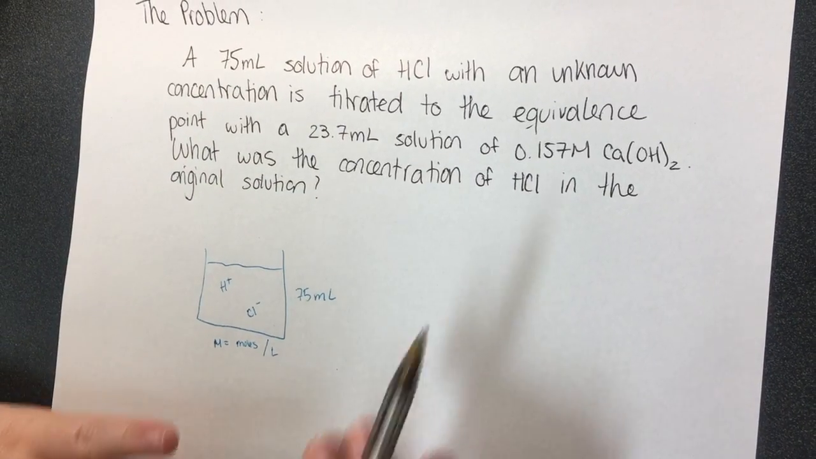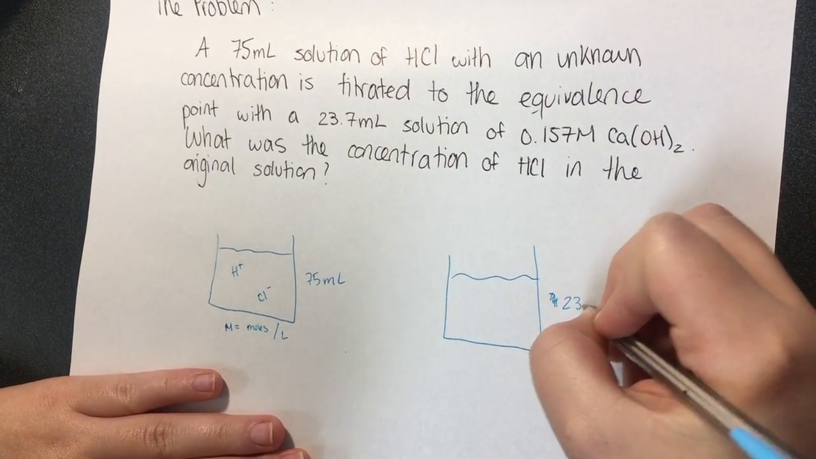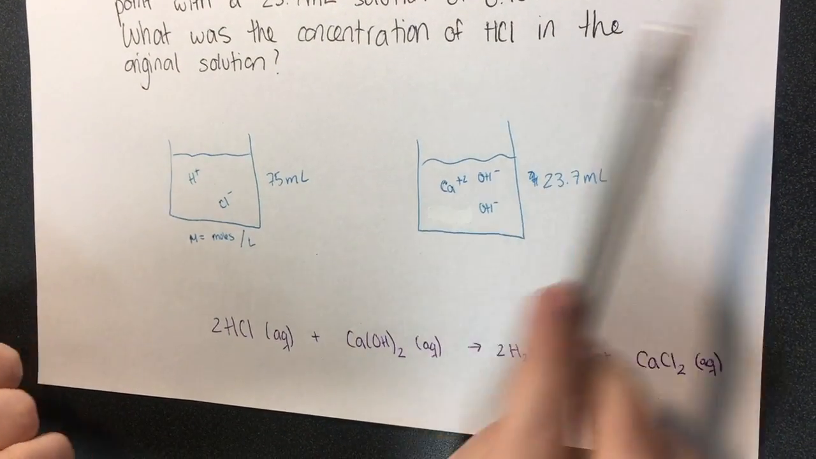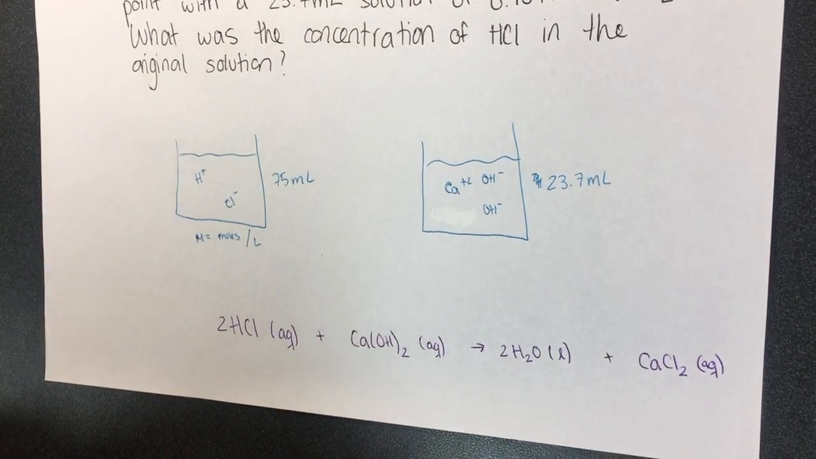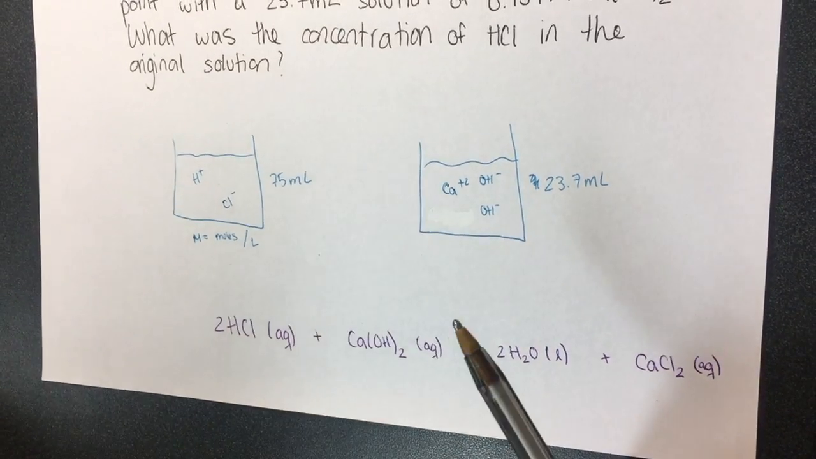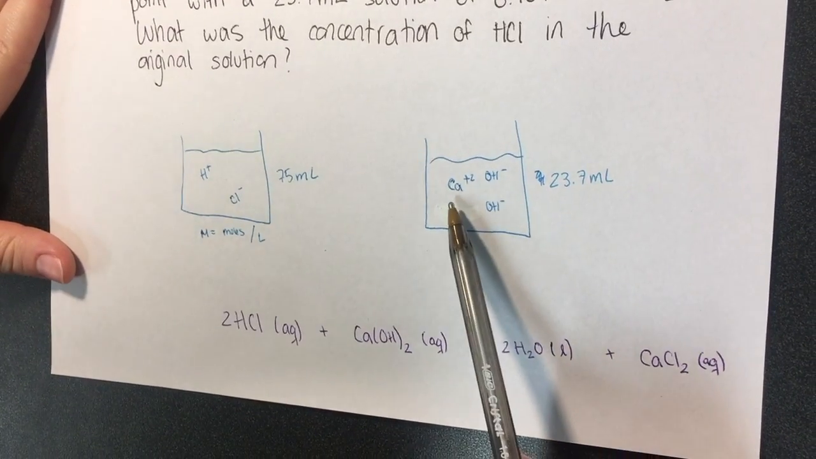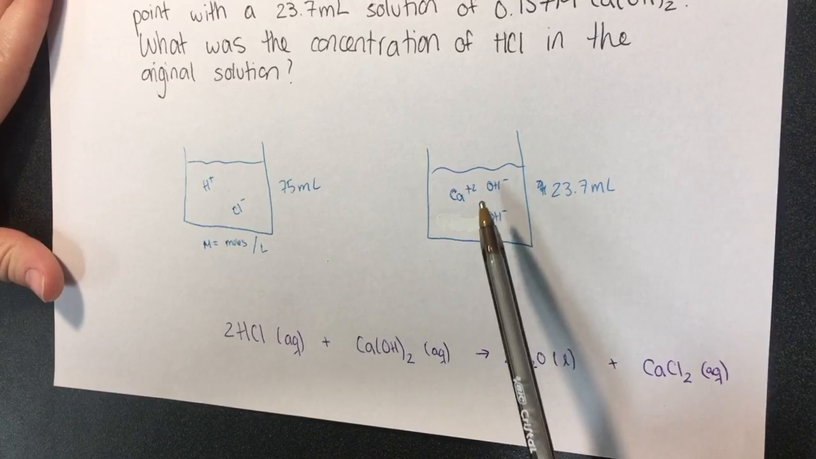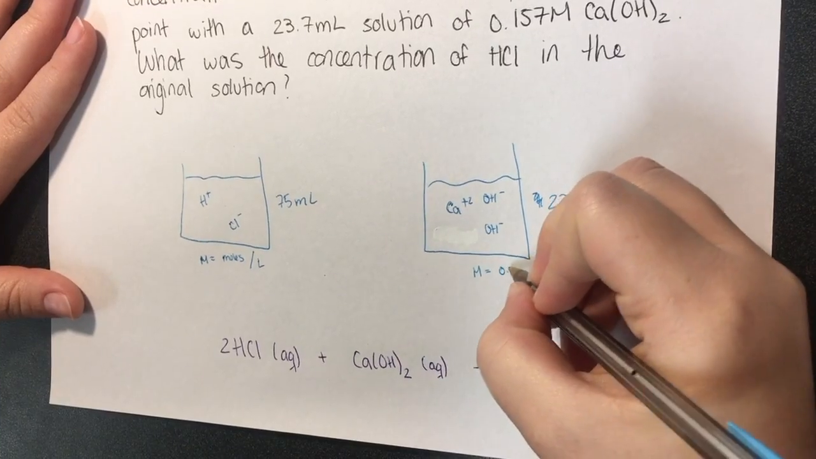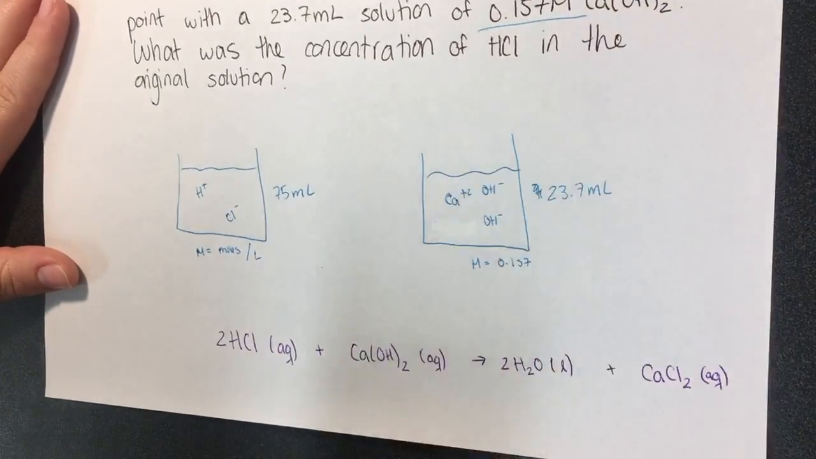Then we look at the second part of our problem. We have another solution, 23.7 milliliters. So we also had to draw a picture for the solution of calcium hydroxide. We know that calcium has a charge of +2 and hydroxide has a charge of -1, since that's one of the polyatomic ions that we must know. So for every one calcium ion, we must have 2 hydroxide ions so that the charges will cancel out. So we know that the molarity is 0.157 for this solution because that's what the problem tells us right here.